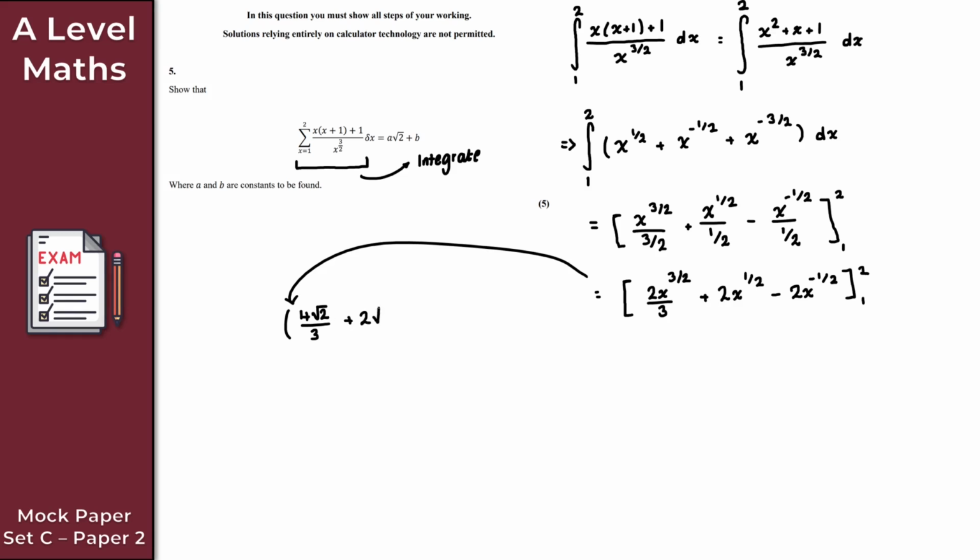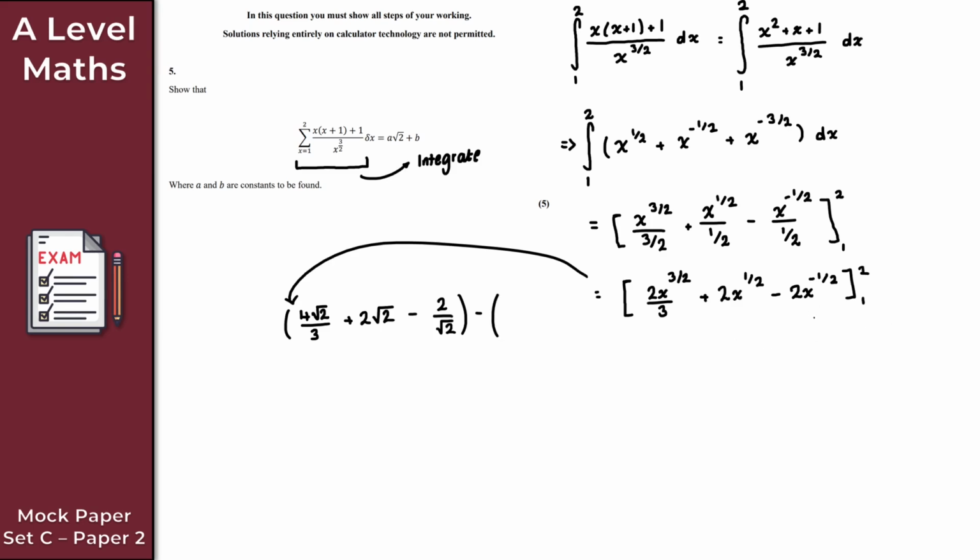So all I'm doing here is just substituting x equals 2 into each term as I go. So 2 root 2. And then finally what I get here is minus 2 over root 2. So this here then is my upper limit. We now subtract the lower limit.